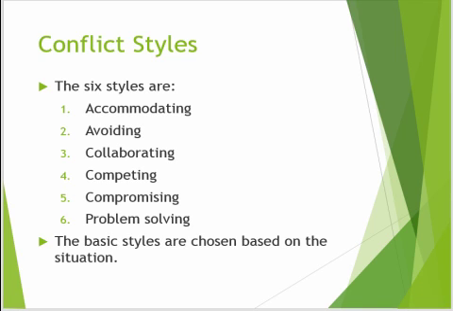Compromising. This is usually to achieve a temporary settlement. It's a backup when collaborating or competing is unsuccessful. And problem solving. This requires identification of the broader problem. Both parties need to have a vested interest in the solution in order to come up with the best options. The basic styles are chosen based on each situation. So you may at times accommodate, whereas other times you have to collaborate or compromise.